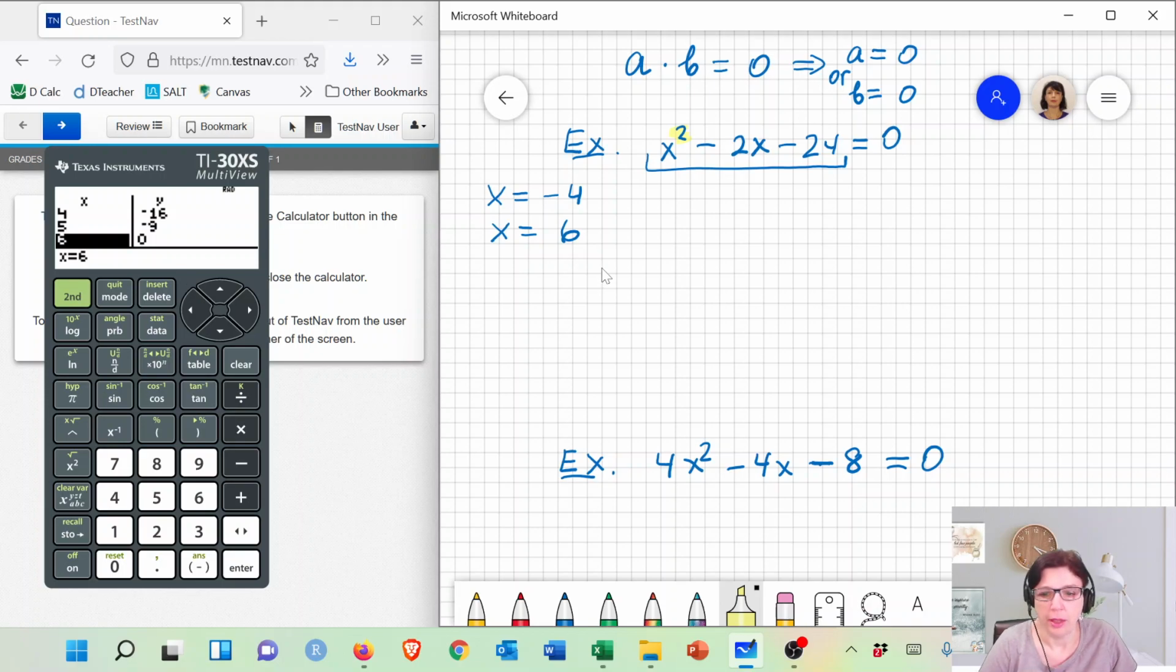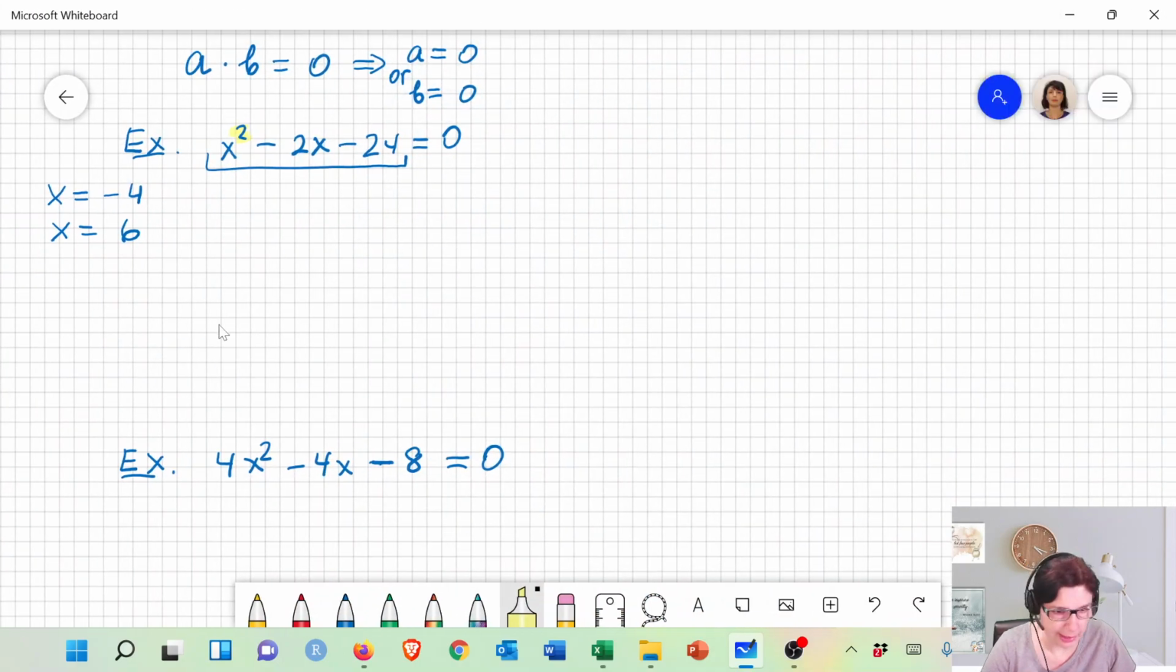So now let's say we do not know. Let's say I did not just tell you that the calculator can tell you the answer. Let's set that aside. We don't have that, and let's see if we can use the zero-factor property. In order to do that, you have to factor the left-hand side.